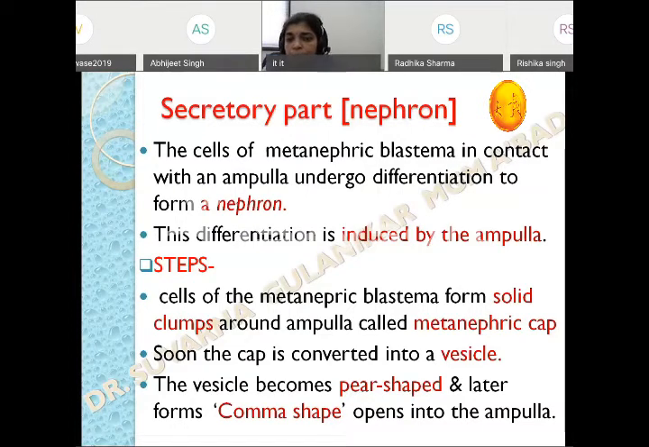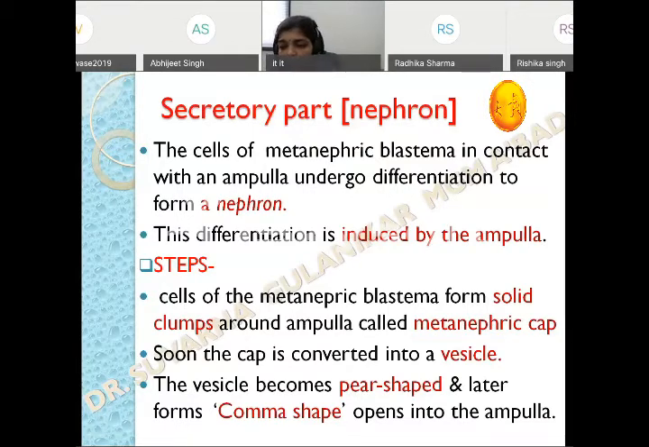So what are the steps of this secretory part? How is it developed? The cells of metanephric blastema form solid clumps. They form a cluster, and they clump around the ampulla, and this is called the metanephric cap, or the cap stage. What is a cap stage? The cluster of cells surrounds the ampulla and forms a solid clump, and this is called the metanephric cap.